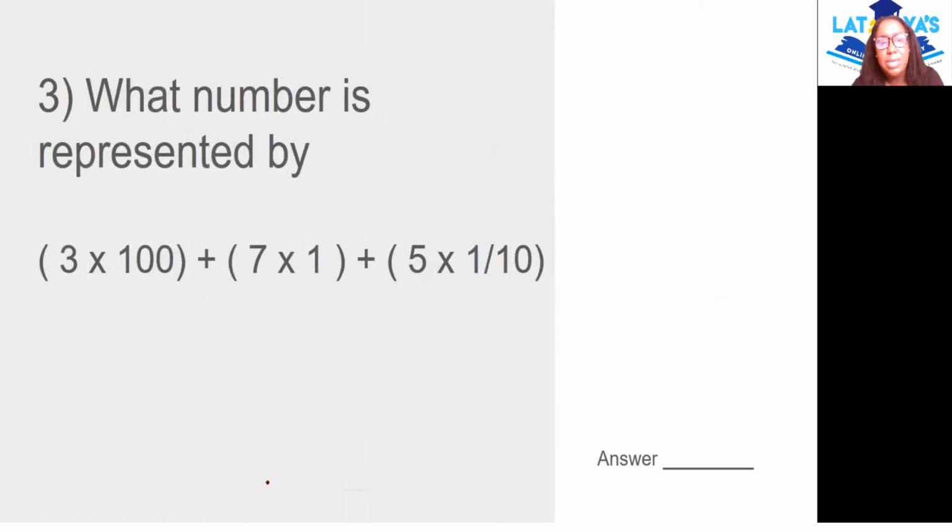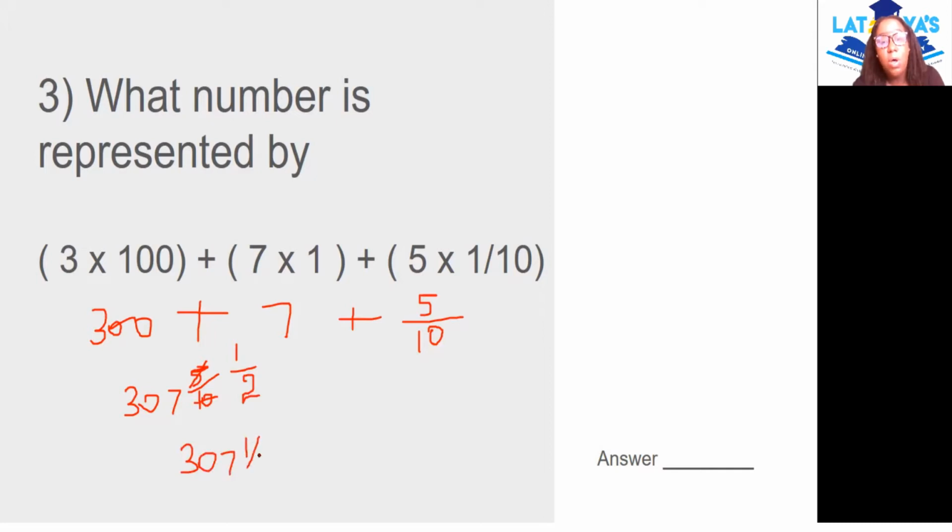Question 3, what number is represented by 3 times 100 plus 7 times 1 plus 5 times 1 over 10? 3 times 100 is going to be 300, plus 7 ones are 7, plus 5 times 1/10 is going to give us 5 over 10. So we are getting 307 and 5/10, but this 5 over 10 can be reduced to a half. 5 into 5 is 1, and 5 into 10 is 2. So our answer can be 307 and a half, or how do we write a half as a decimal? It's going to be 307.5. So either one of these would be correct.